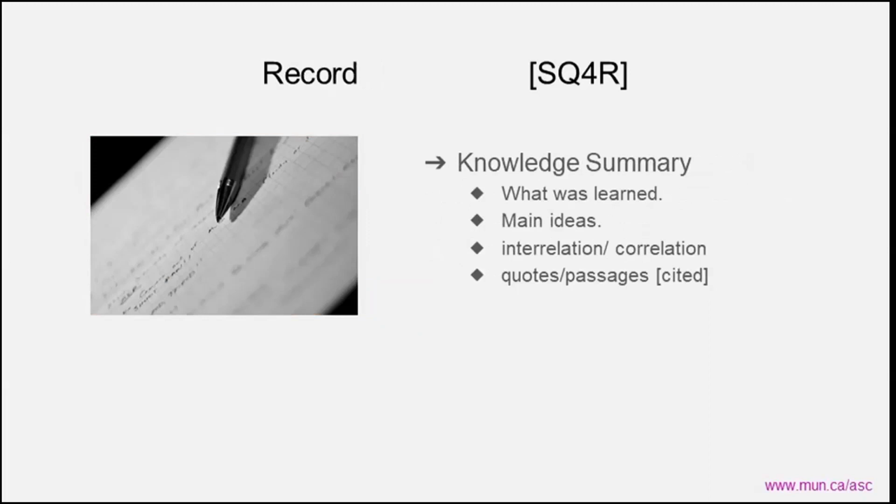Step 5 is record. This builds off of the response step, except now instead of answering very specific questions or creating a list of key terms, names, concepts, and persons, you're going to draft a knowledge summary, a record of your thoughts, if you will. This summary will act as an overview of what was learned in this chapter, the main ideas that the chapter taught, how it interrelates or correlates to other chapters, and inclusion of any key quotes or passages, and make sure you cite those.